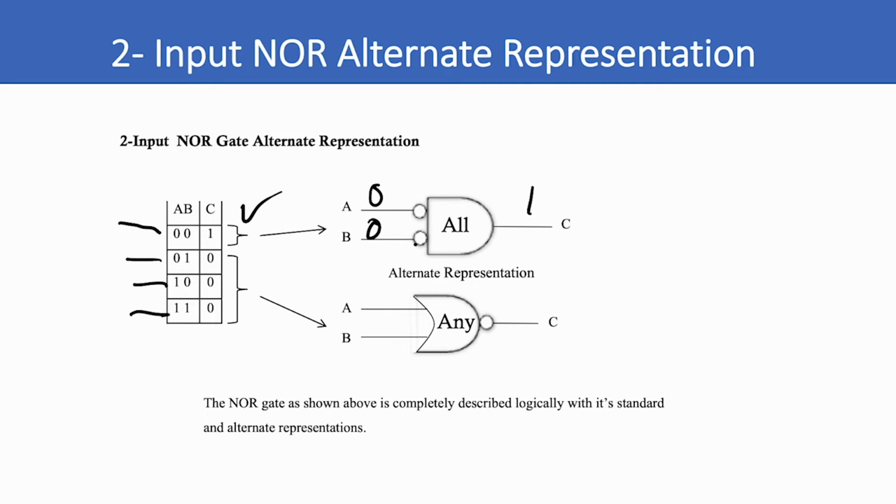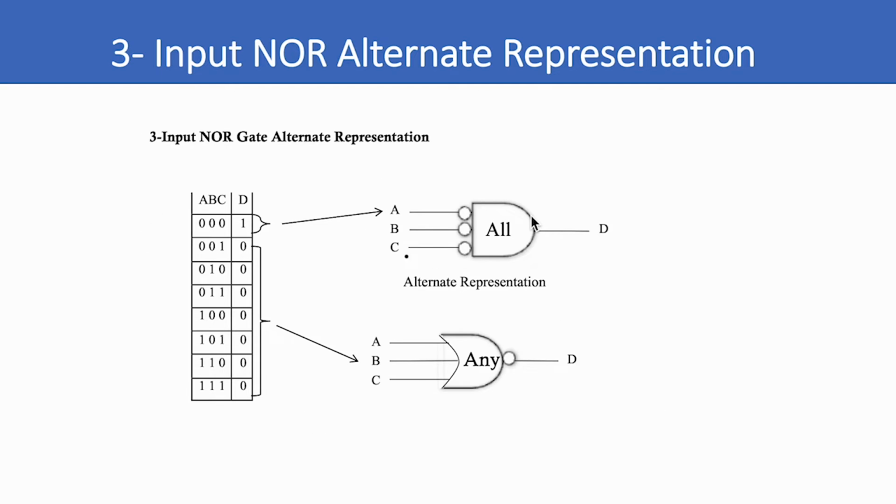Okay, so this is the NOR gate alternate representation, which is representing this one case, and then the other 3 cases are represented by the standard NOR symbol. But logically, they're both NOR gates. This is the 3-input NOR alternate representation. So if we look at the 3-input NOR gate standard symbol down here, it defines these 7 combinations from 1 to 7.